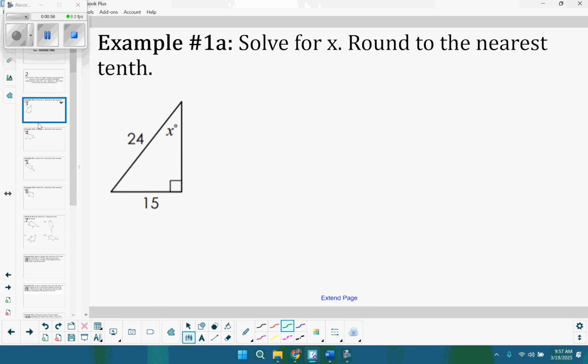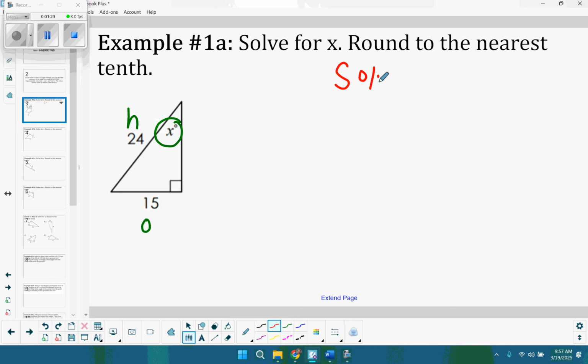So for example 1a, we want to solve for x. So x is the angle we're using. So that's the angle I'm going to use to label the three sides as O, A, and H. We know 24 is our hypotenuse. And if this is my angle, opposite it is the 15, and this side would have been adjacent. I'm not going to label it right now because I don't know that side, and it's not going to help me solve my problem.